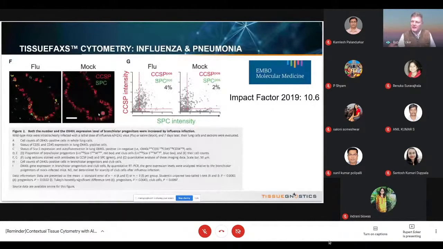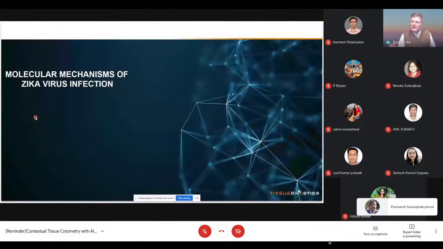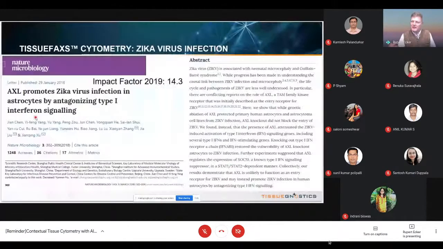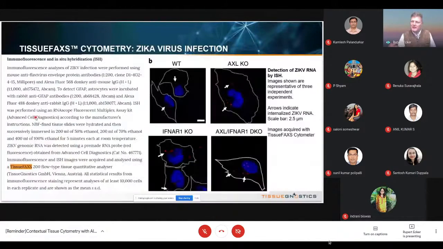And you see here that the viral load of parenchymal cells, of epithelial cells in lung parenchyma, was quantified. So in red, we have the epithelial cells, and green is virus. So we can determine the viral load: how many epithelial cells are actually infected, and how much of the virus is there. And in another publication, Zika virus was analyzed. And here, individual virus particles were quantified per single cell.